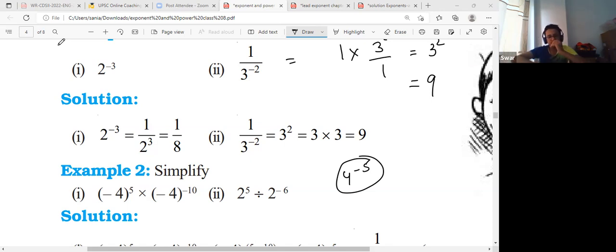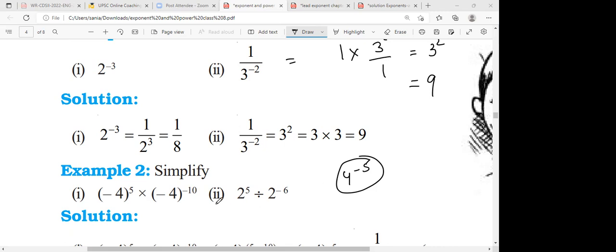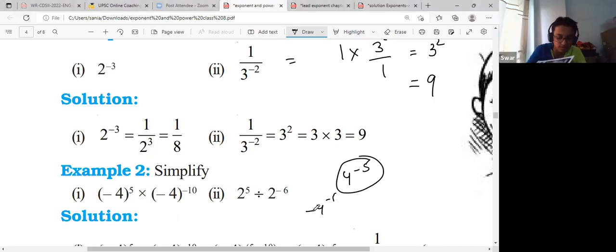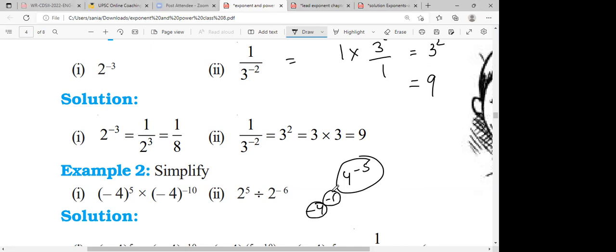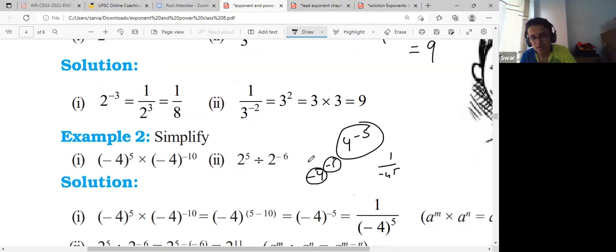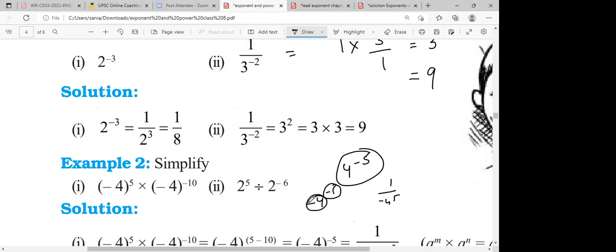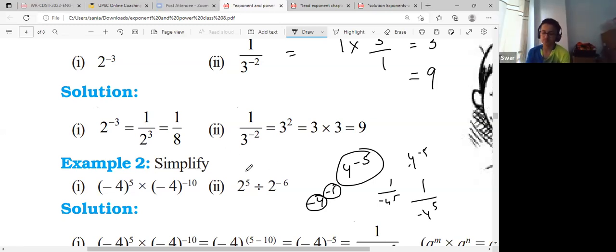Ma'am, what is minus 4 raised to the power 5? Yeah, minus 4 raised to the power minus 5. So you don't have to consider this minus sign; you have to only look at the exponent. So it will be 1 upon minus 4 raised to the power 5. You don't have to consider the minus sign for the base, you just have to worry about the exponent. So you can see it is minus 5, so you are not going to write it like this, minus 4 raised to the power minus 5. You are going to write it as 1 upon minus 4 raised to the power 5. Okay, and second one?